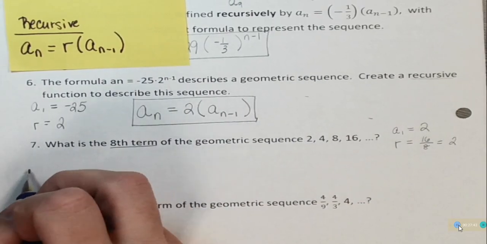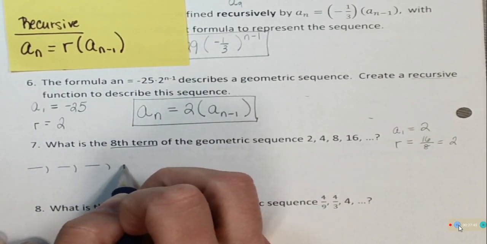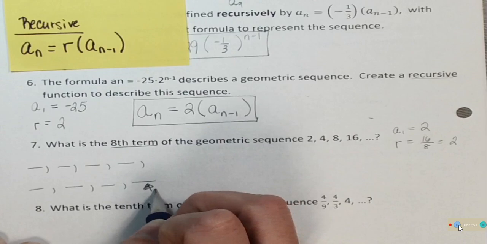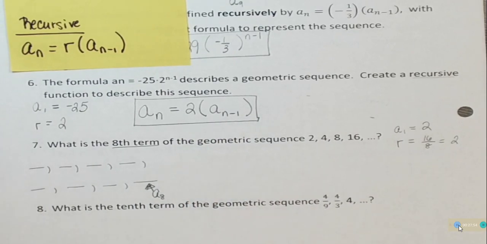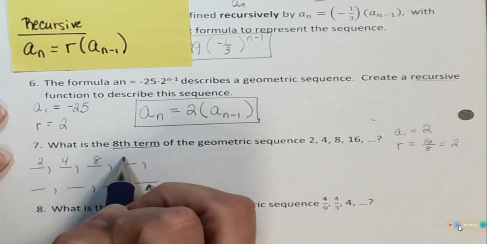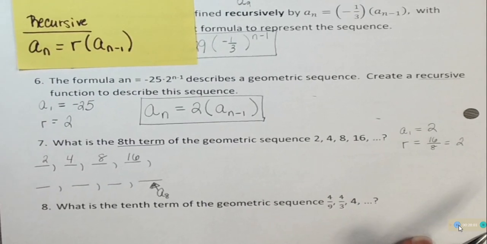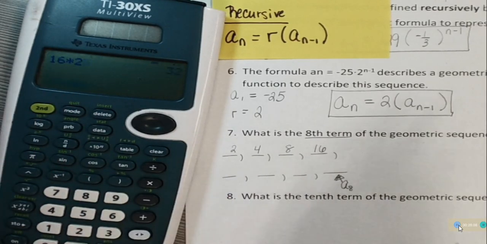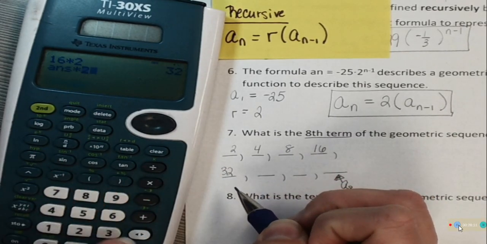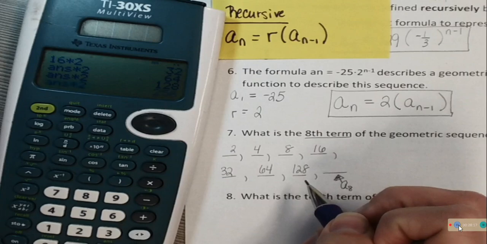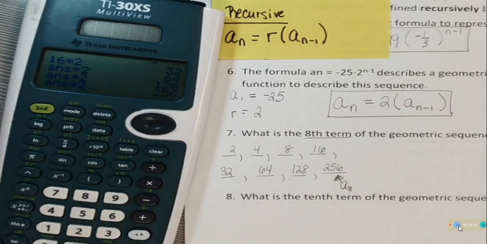So, you need the 8th term. You need 1, 2, 3, 4, 5, 6, 7, 8 blanks. When you fill in that 8th blank, you're done. You got the right answer. Now, you already got part of it. You have 2, 4, 8, 16. According to what you told me, you're multiplying by 2 each time. So, 16 times 2 gives you 32, and 32 times 2 takes you to 64, and 64 times 2 is 128, and 128 times 2 is 256. Do I need to keep going? Why not? That's the 8th term. That's my answer.